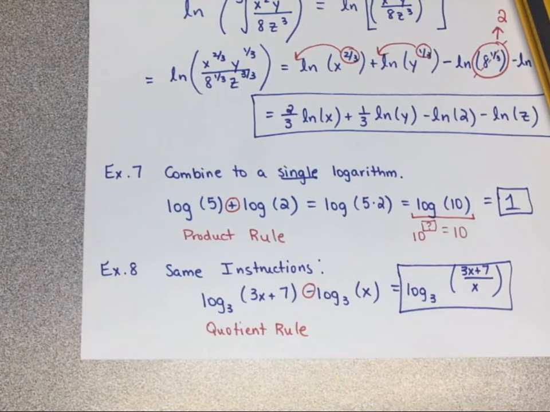By the way, you can't cancel x's out there, so don't try to do that. You don't have an x in this term of 7 here, so you can't do any simplifications. That's as far as you can go with that.